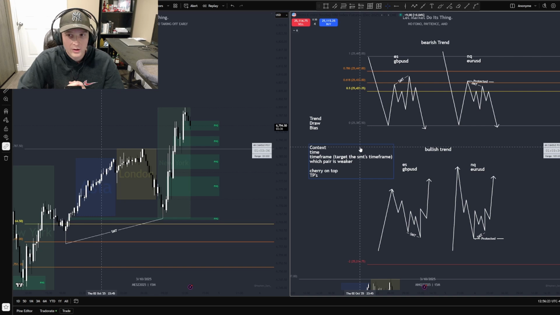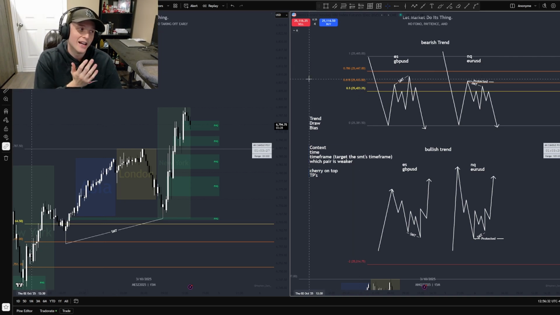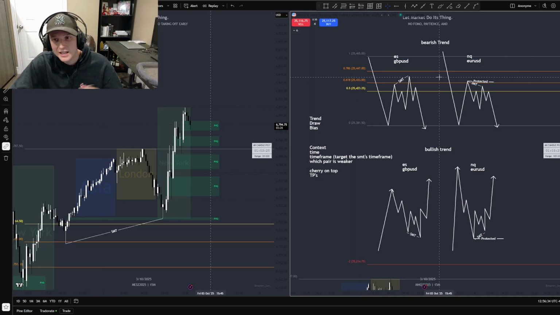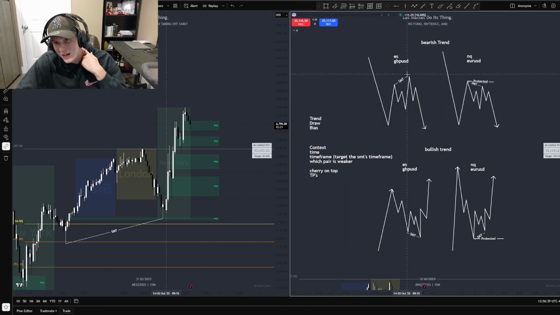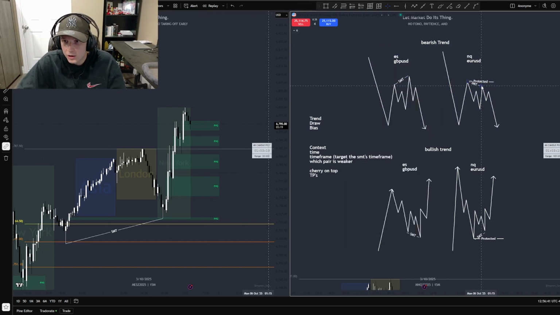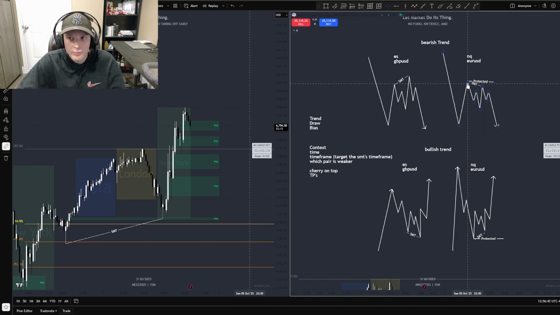I do want to point out that when you have an SMT, you have a stronger and a weaker pair, and you always want to enter on the pair that is more in line with your trend. What that means is that in the bearish trend that we have here, for example, we have ES that made a higher high here, and we have NQ that made a lower high here, which means that this SMT high on NQ is now protected.